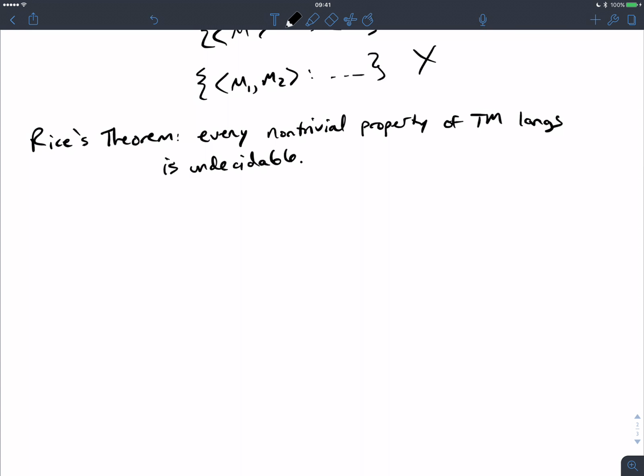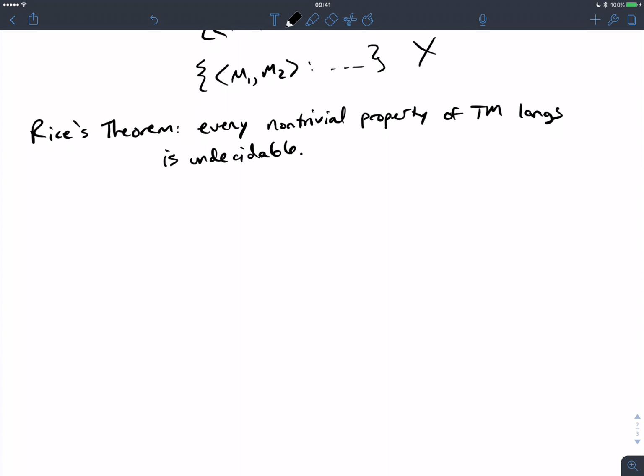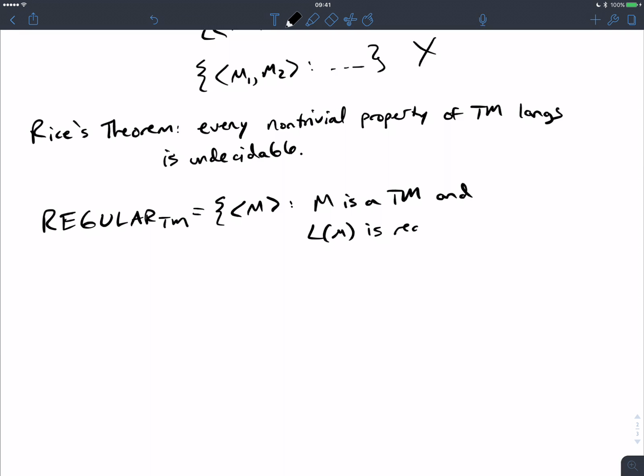So that example that I gave, testing whether a Turing machine has a regular language or not, would be analogous to saying, I have this complex computer program, could I transform it into a DFA, which is a lot simpler structure that I can analyze? And that's undecidable. So what I'm going to call regular TM is the set of descriptions of Turing machines M, where M is a TM and its language is regular.